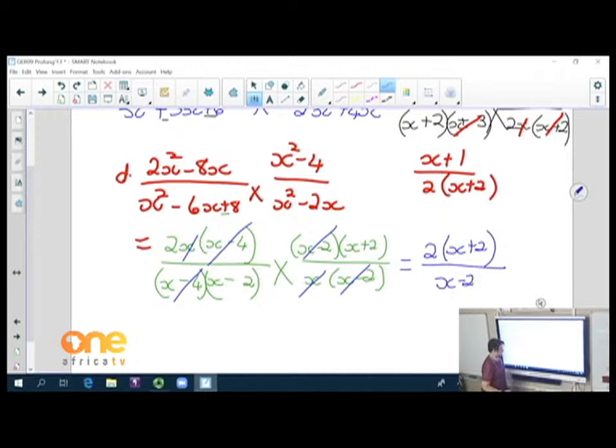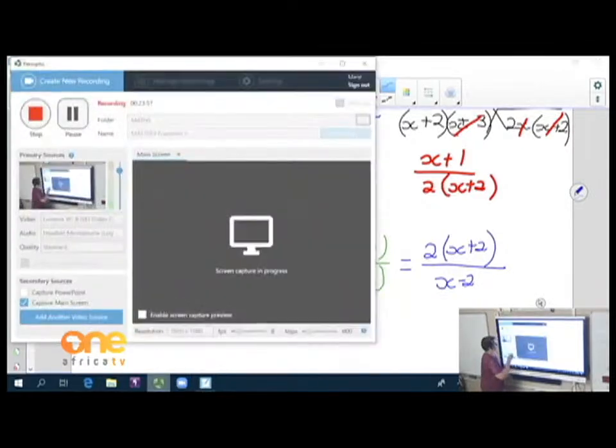Right, thank you, grade 10s. Make sure that you understand this. This is then a revision of factorization with fractions.